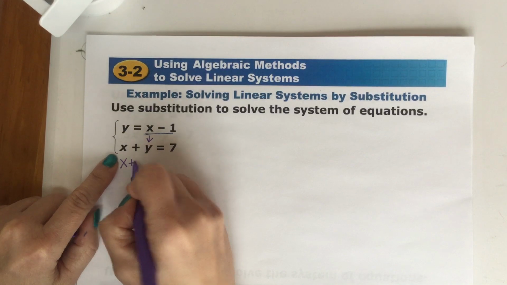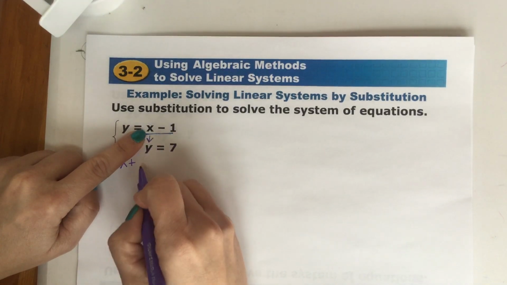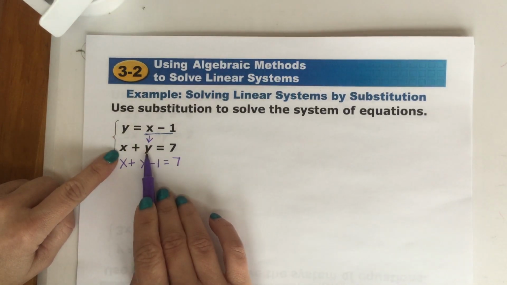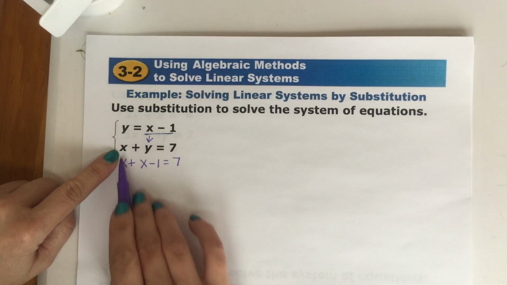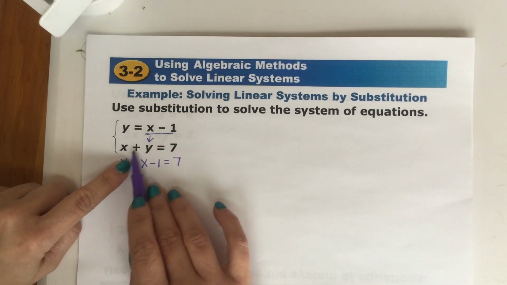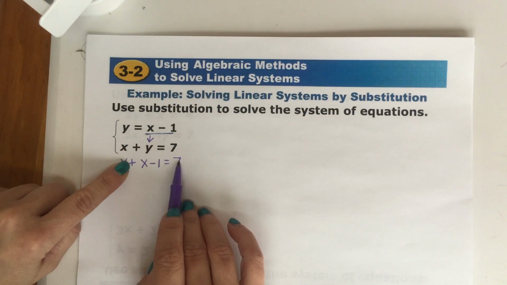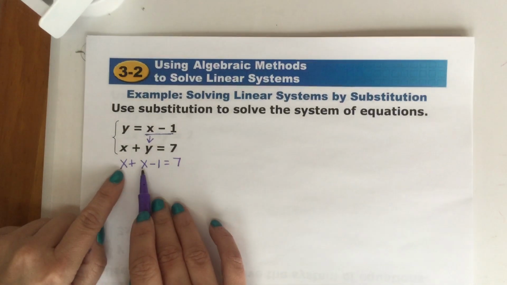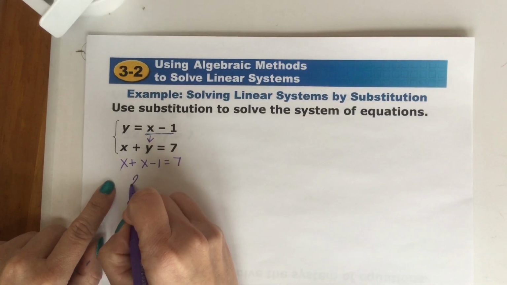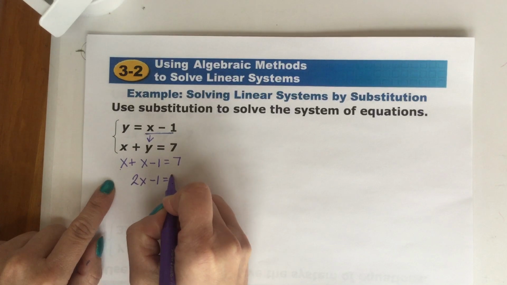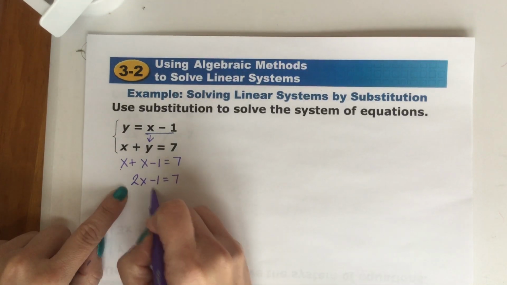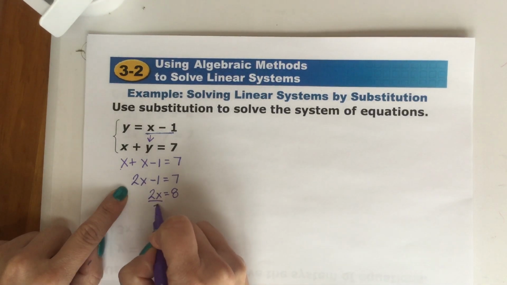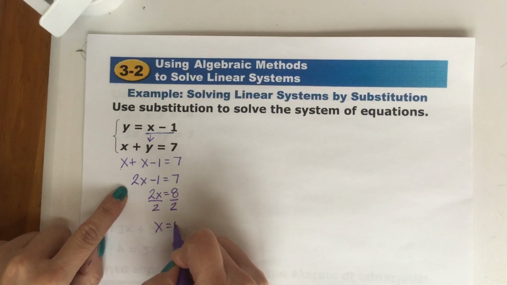I have the x plus y. Instead of y, I'm going to put what y is equal to. x minus 1 equals 7. Notice everything except for the y stayed the same. The x stayed the same, the plus sign stayed the same, equals 7 stayed. y became x minus 1 because that's what it's equal to. Now here I can combine like terms. 1x and 1x makes 2x minus 1 equals 7. Now I can solve. If I add 1 to each side, 7 plus 1 is 8. Divide both sides by 2 and x equals 4.